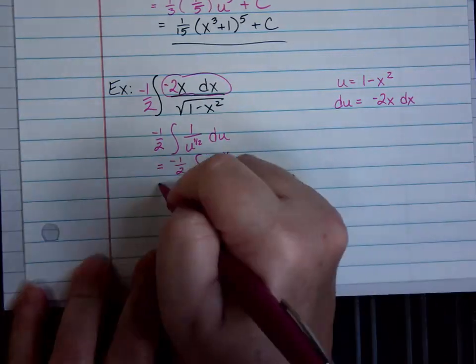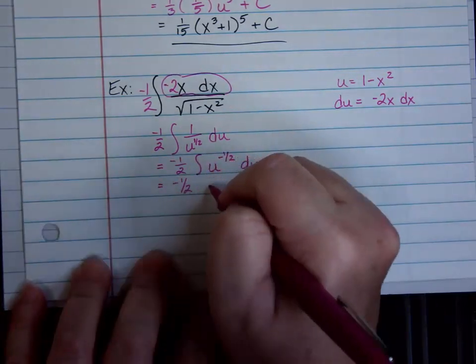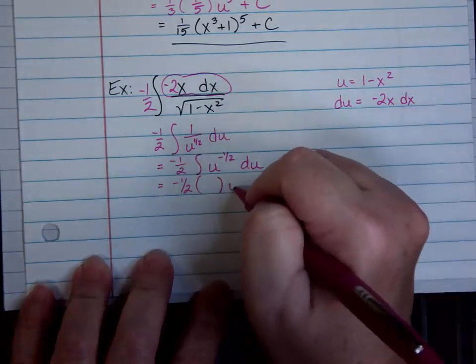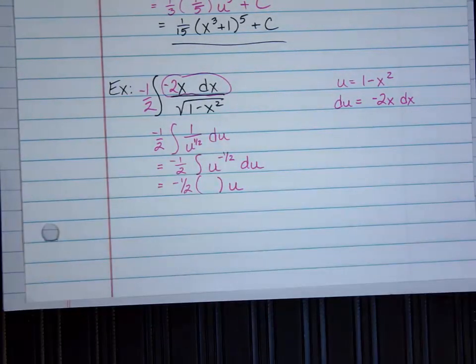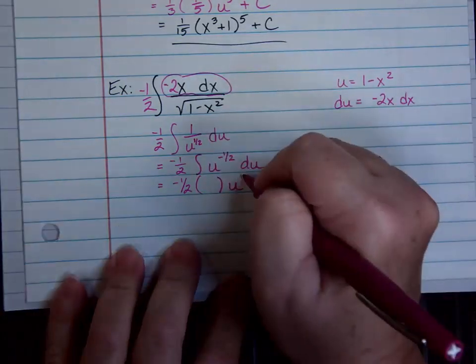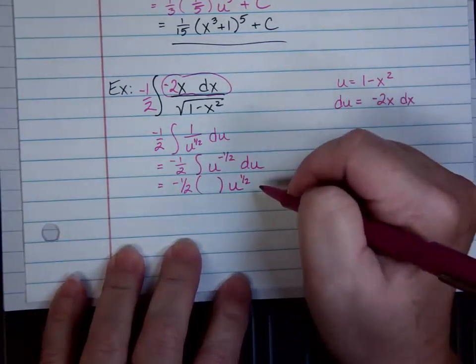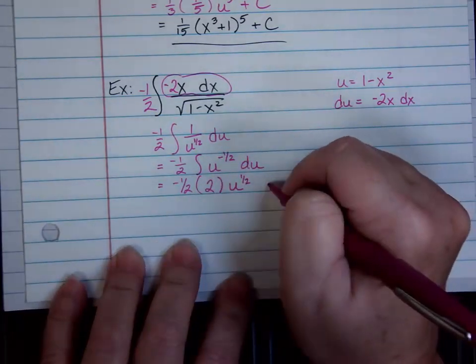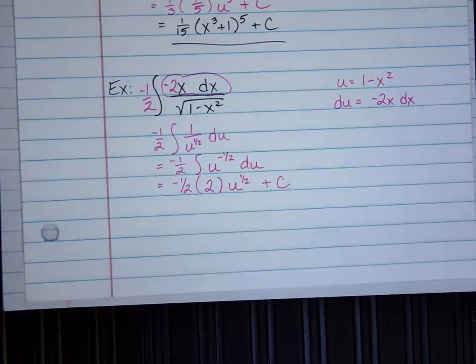I've got to take the antiderivative first. So this will be negative 1/2 parentheses, not integral anymore. And then your u. What does u's power change to? 1/2. Positive 1/2, because you're adding 1. So if that's a 1/2, 2 goes in here. And what goes on the end? Plus c. Please don't forget to write plus c on both lines, the u line and the x line.